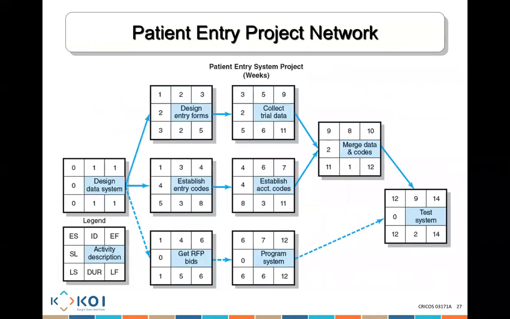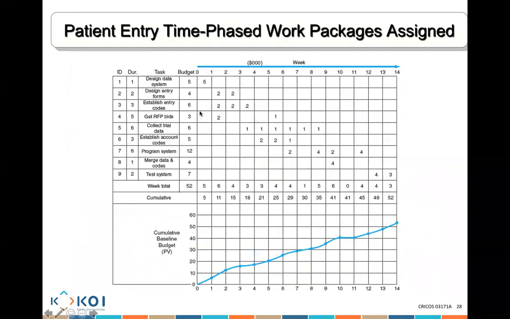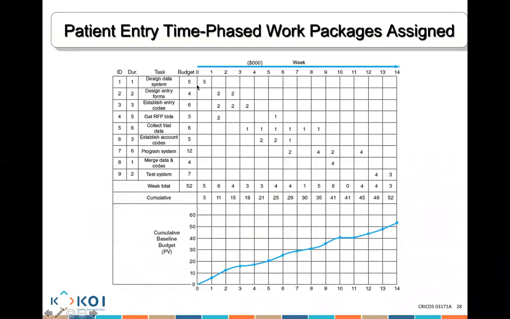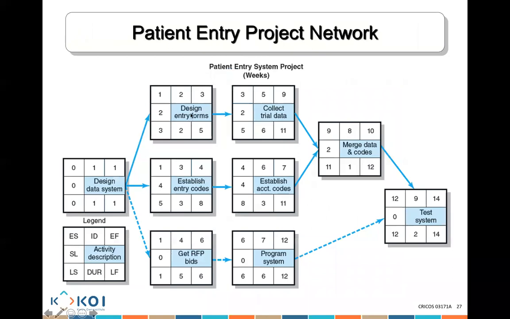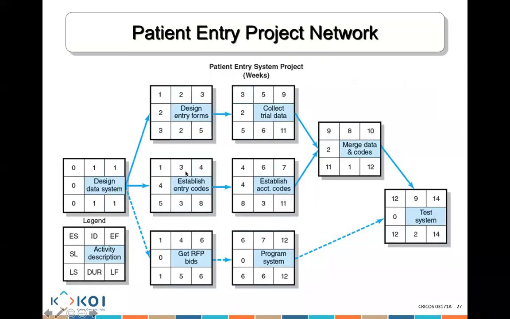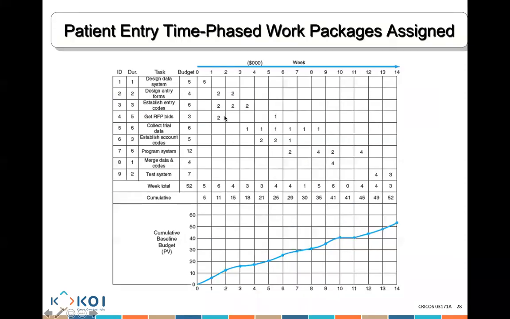time. You need to look here, for example, you have a task, you have all of these activities, all the way to the end. You need to know, okay, for these activities, when do I need the money? Design data, well, I need 5 in day 1, great. Design entry forms, it's over 2 days. I need 2 and 2 here, perfect. Activity 3, it's over 3 days. Okay, I need 2, 2 and 2. So you need to know over which days you need the money.